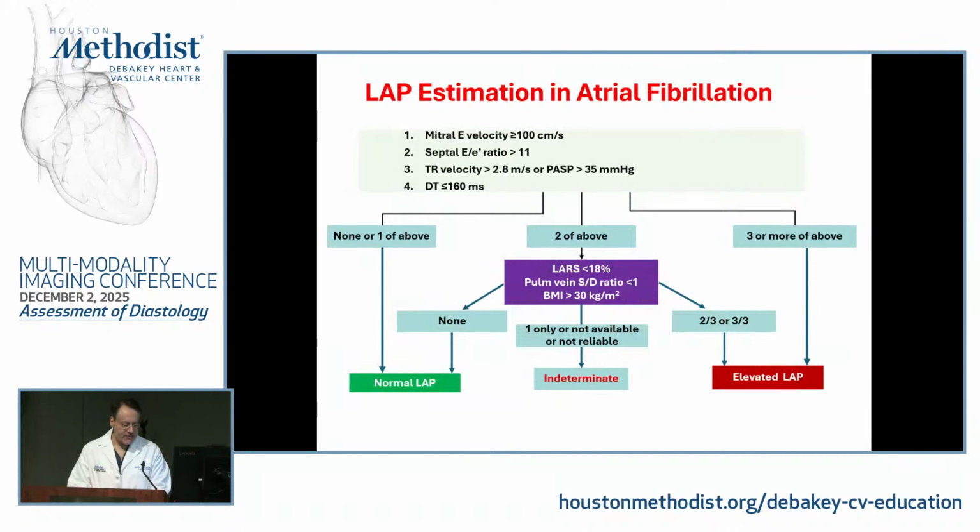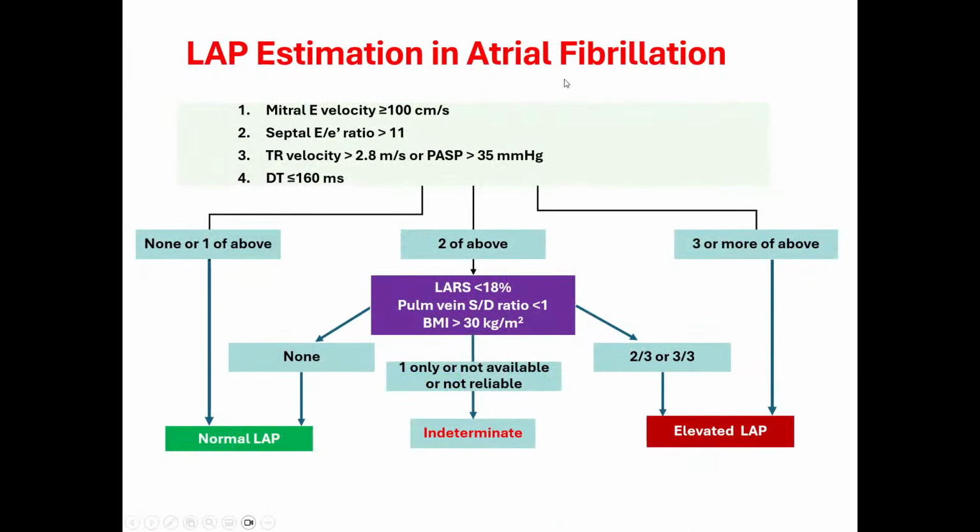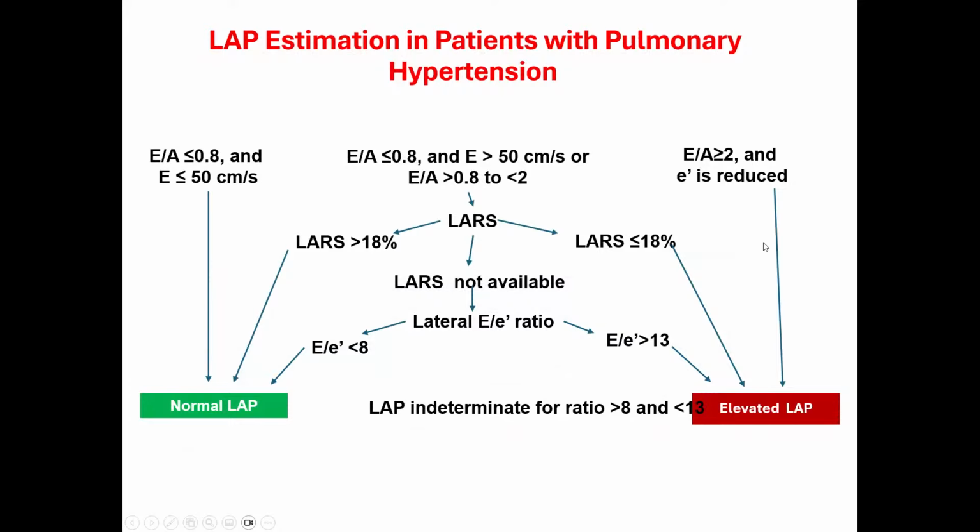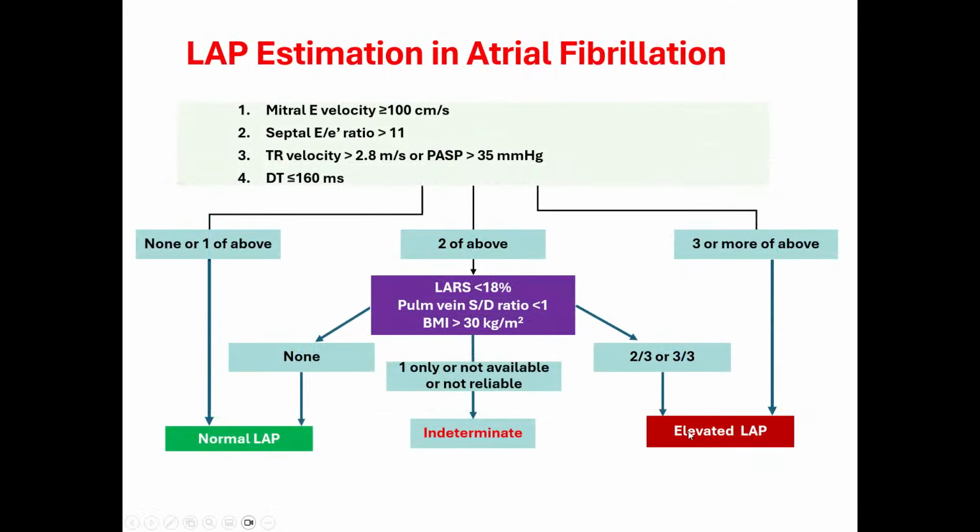Something from the 2025 guidelines is the algorithm for estimation of left atrial pressure in patients with atrial fibrillation. This was validated in a multi-center study and overall has modest accuracy in the mid to high 70s. It relies on mitral E velocity, septal E to E prime ratio, peak TR velocity, or better still, pulmonary artery systolic pressure and decel time. If 3 or more are abnormal, meeting these cutoff values, then LAP is elevated. If none or only one, and these were signals that were all acquired, then LAP is normal.